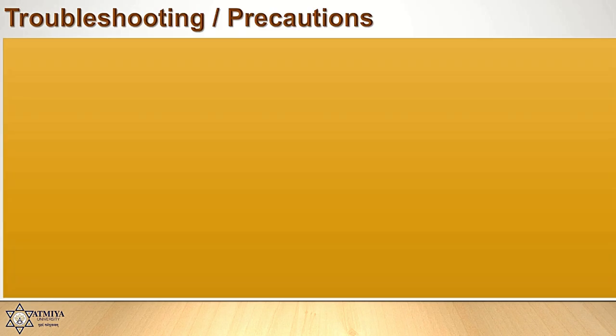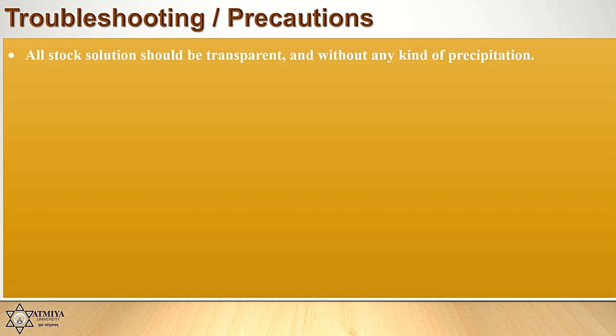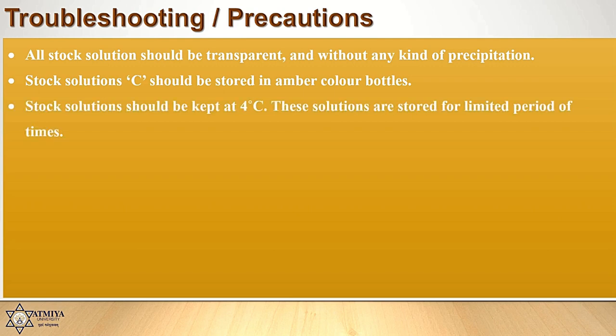The following precautions need to be taken while preparing the medium. All stock solutions should be transparent, without any kind of precipitation. Stock solution C should be stored in amber colored bottles. Stock solutions should be kept at 4 degrees Celsius. These solutions should be stored for a limited period of time.